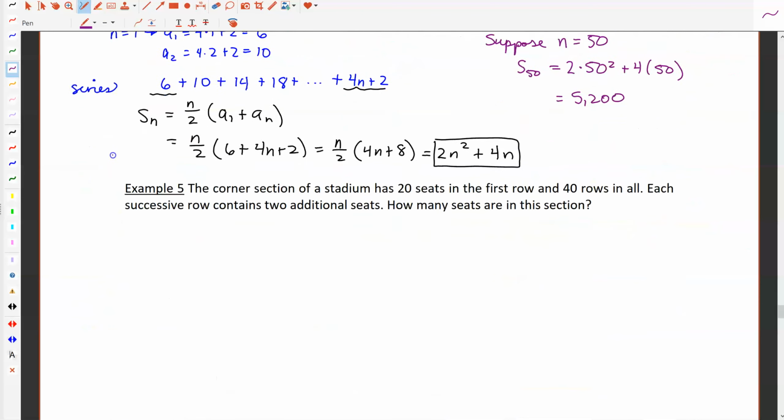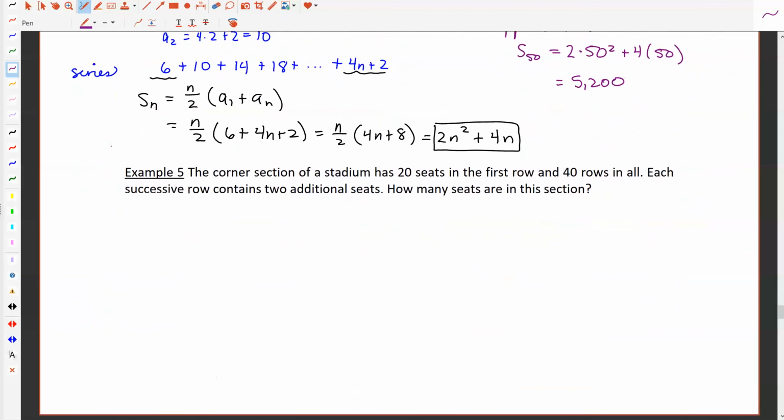The last example is going to be looking at an application. The corner section of a stadium has 20 seats in the first row and 40 rows in all. Each successive row contains 2 additional seats. How many seats are in this section?